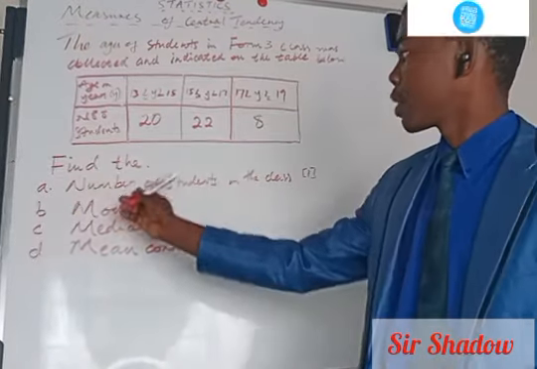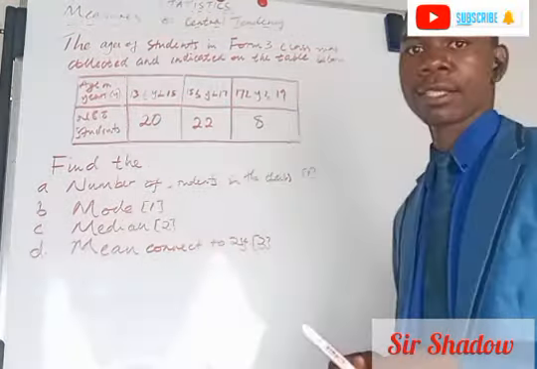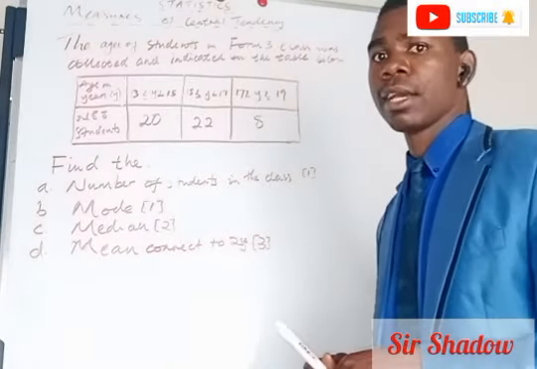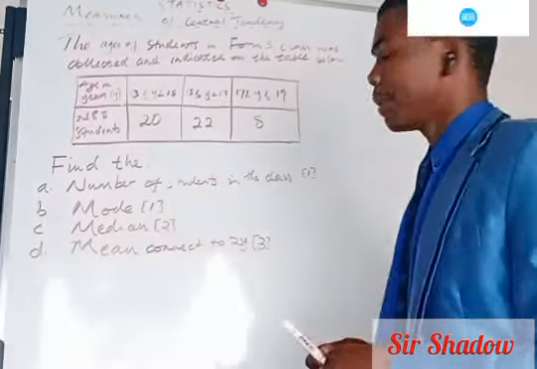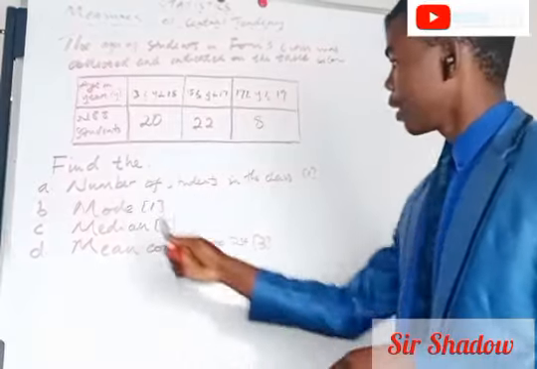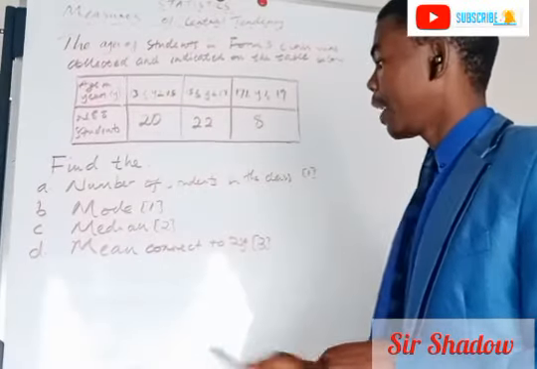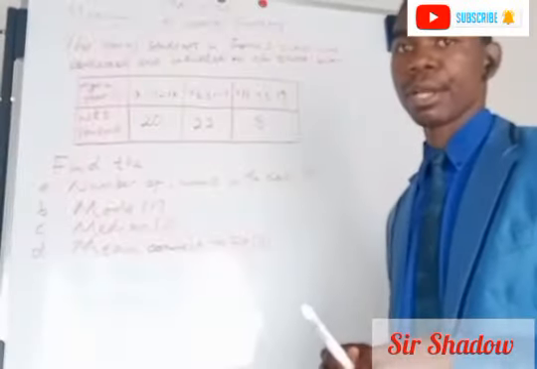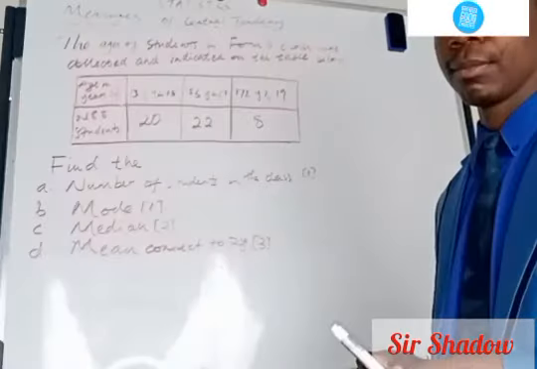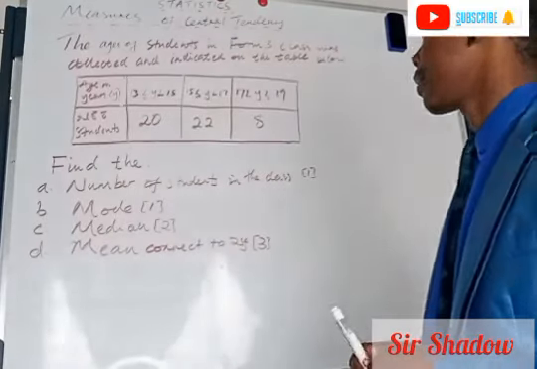Then we are given these questions: find the number of students in the class. Then also the mode, then also the median, and finally the mean, correct to 2 SF. 2 SF simply means two significant figures, right?